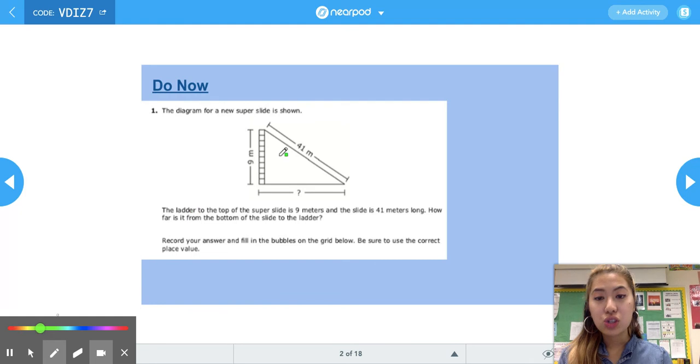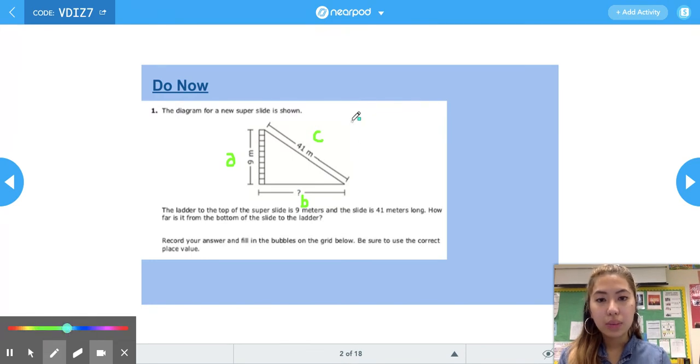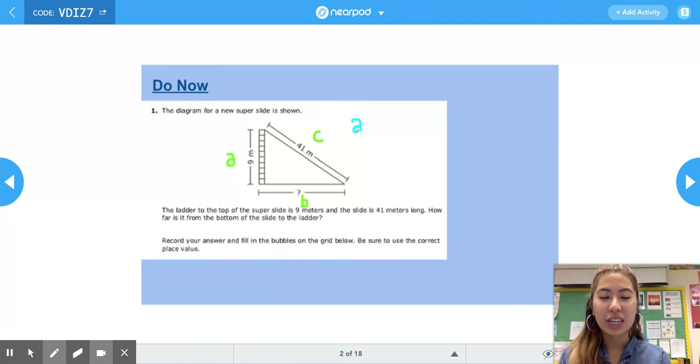And so to start off this Pythagorean theorem problem, I'm going to go ahead and label the sides. So my height is going to be my A, my base length is going to be my B, so that makes my hypotenuse my C. Then I'm going to write out what the Pythagorean theorem equation is. So that's A squared plus B squared is equal to C squared.